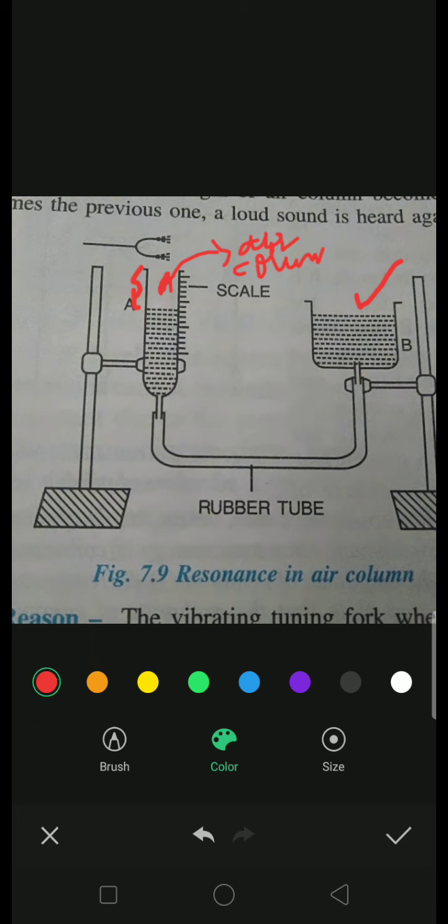And when will resonance be heard? When the frequency of the air column equals the frequency of the tuning fork. Here we cannot change the frequency of the tuning fork because once we strike it and keep it over here, it is going to vibrate at its natural frequency. But this air column we can change by moving B up and down, and because of that the length of the air column will change, and when the length changes, the frequency will change.